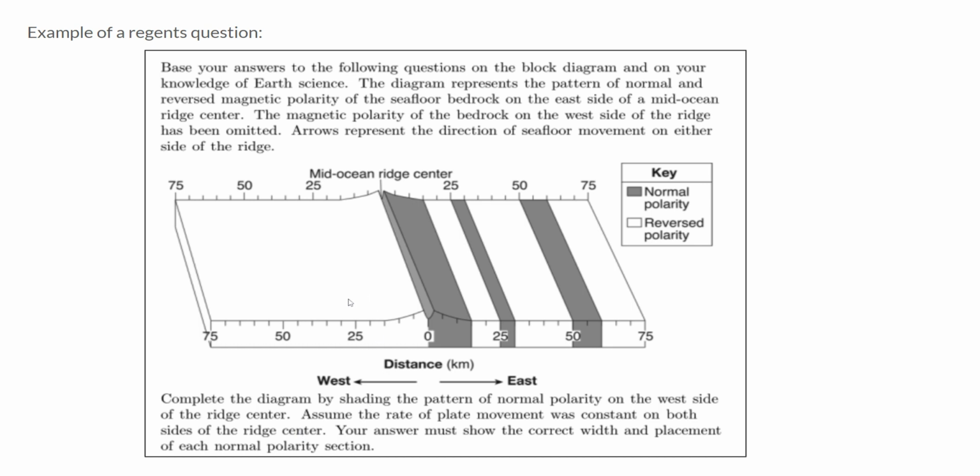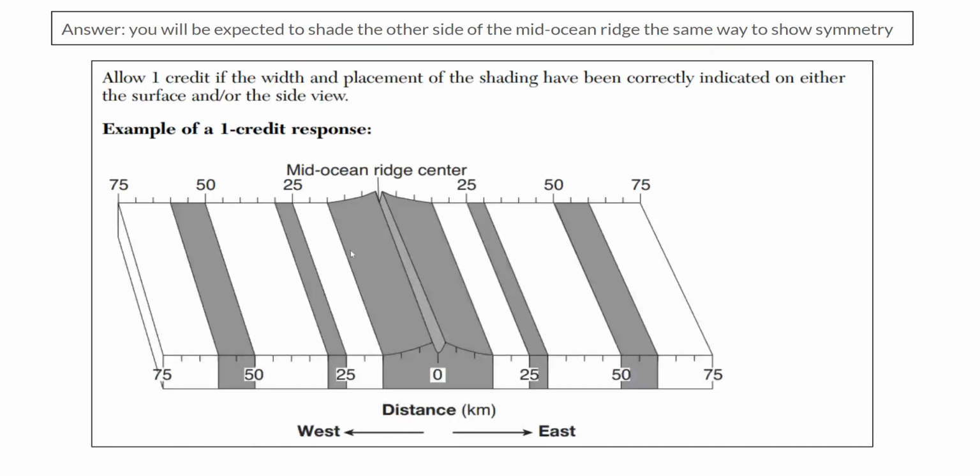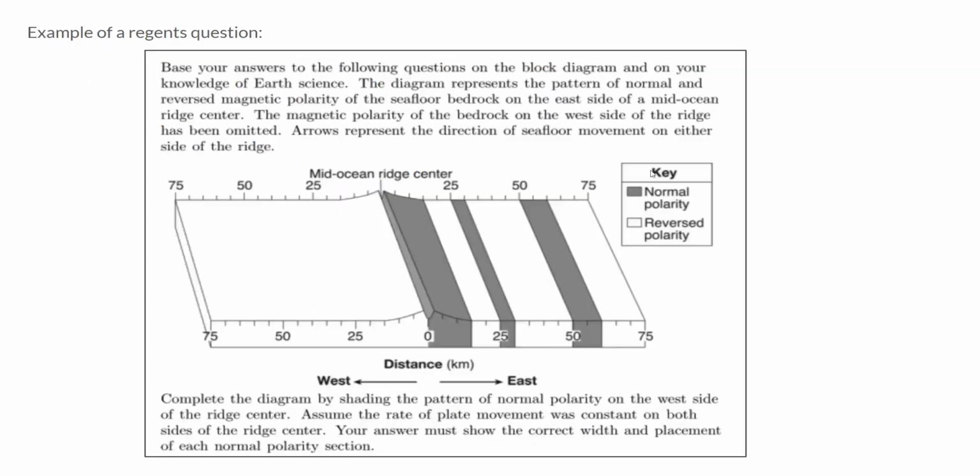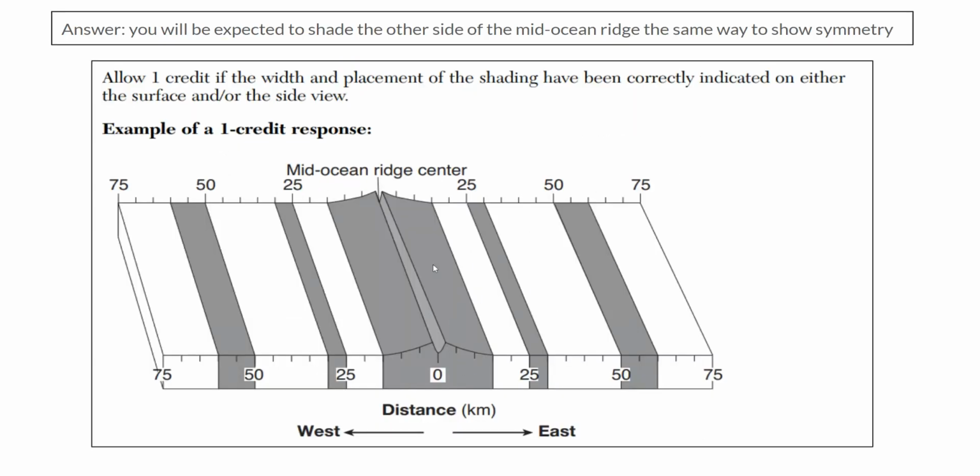Now, complete the diagram by shading the pattern of normal polarity on the west side of the ridge. All you have to do is make sure this side is symmetrical to this side. The answer would look something like this. So you would shade this in. If my minerals point a certain direction here, they should still point that same direction here. So we shade that in. But if my minerals pointed a different direction here, they should point in a different direction here. The gray and white are showing normal polarity versus reverse polarity. All you need to remember is each side of the mid-ocean ridge should be symmetrical.